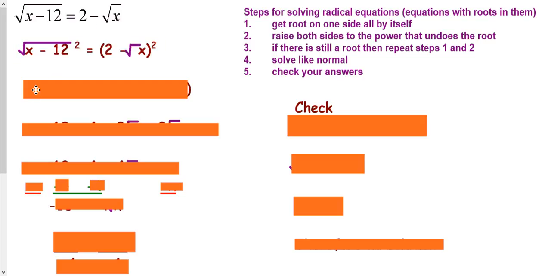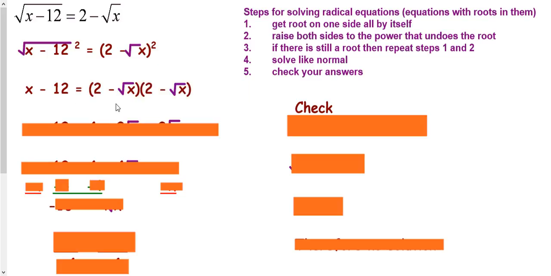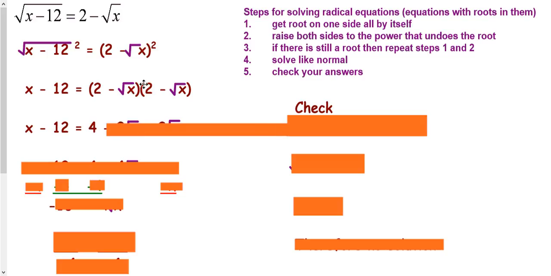When you square the left side, that square undoes your square root. Squaring the right side, remember squaring means multiplying by itself. So we're going to have this, and now we're going to have to FOIL that out. Left side doesn't change. Multiply our first terms, multiply our outer terms, our inner terms, multiply our last terms, and negative times a negative is positive, and root x times root x is x.